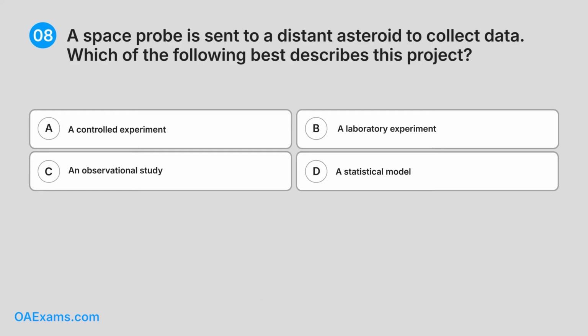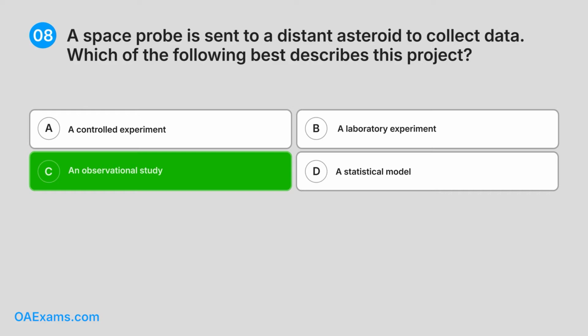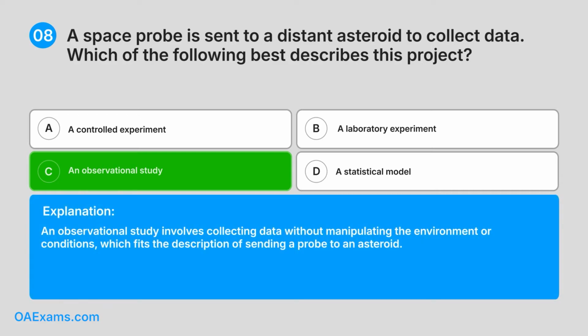Correct answer: C. An observational study. Explanation: An observational study involves collecting data without manipulating the environment or conditions, which fits the description of sending a probe to an asteroid.